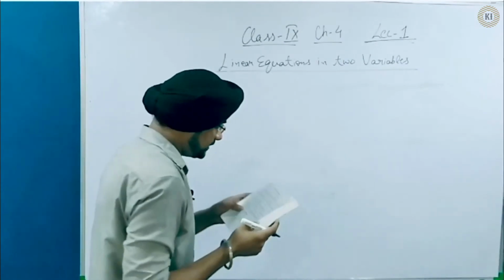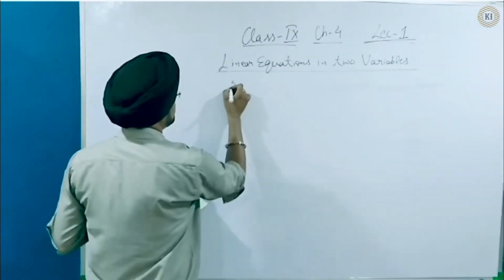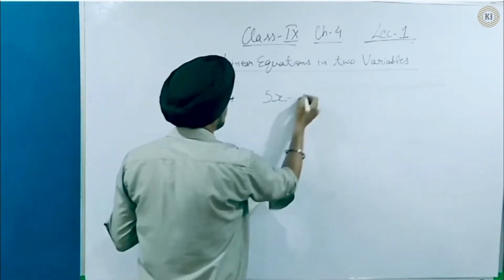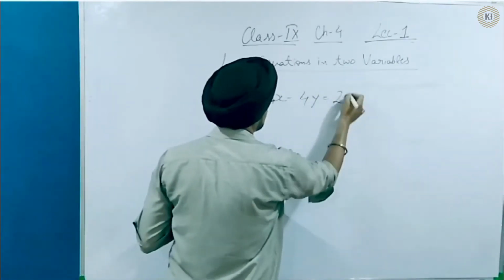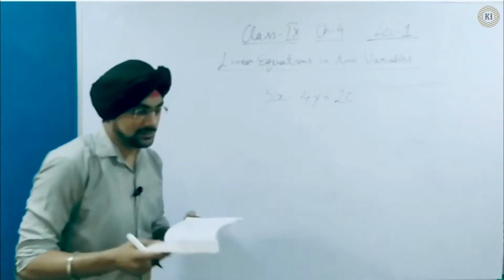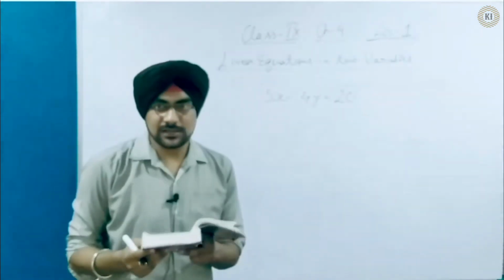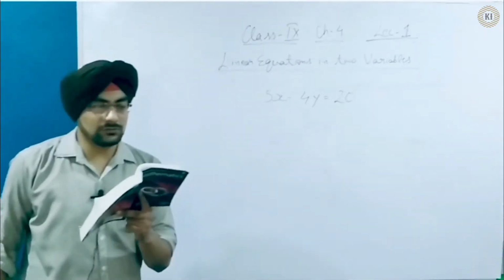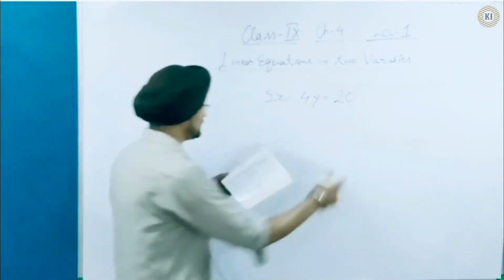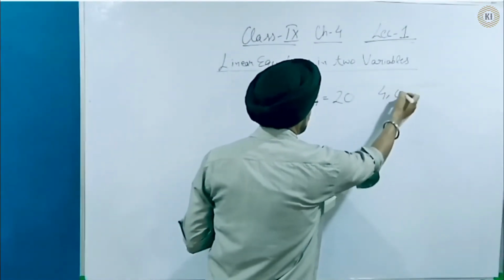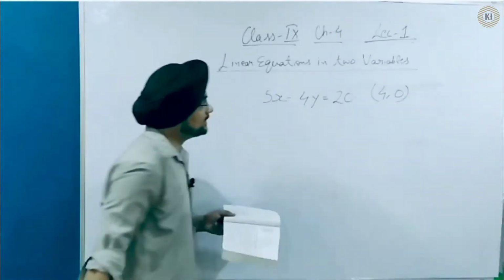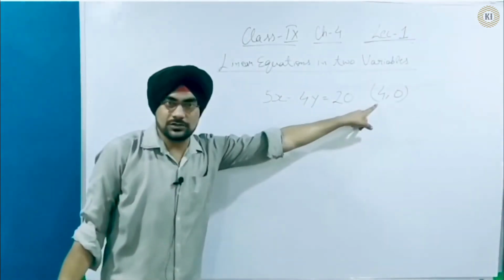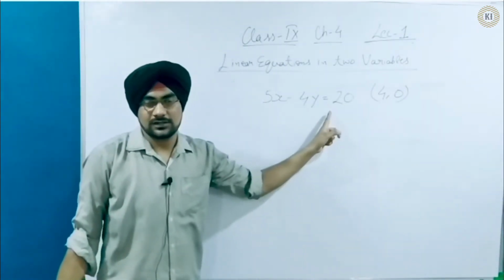Now the question is to check. See, the question is given as 5x minus 4y is equal to 20. Now in this question, what is given? Check which of the solutions of the equation 5x minus 4y is equal to 20. Suppose the value is given as (4, 0). In this question we have to check whether (4, 0) satisfies the equation or not.